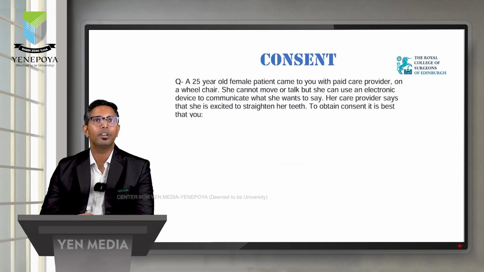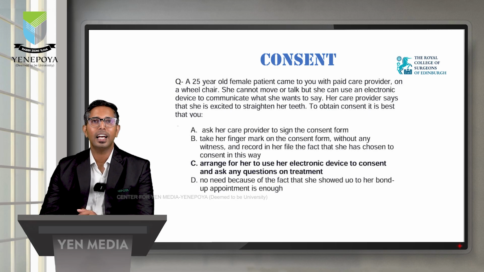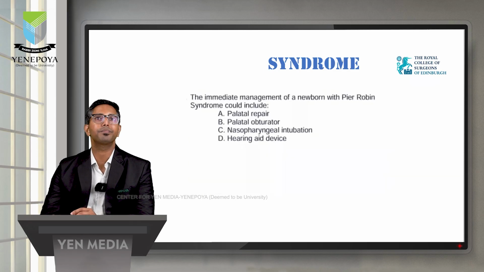A 25-year-old female patient came to you with a paid care provider on a wheelchair. She cannot move or talk, but she can use an electronic device to communicate what she wants to say. Her care provider says that she is excited to straighten her teeth. To obtain consent, it is best that you... As you can see, the answer here is arrange for her to use her electronic device to consent and ask any questions on treatment. So this is more about consent and ethics. Those are the kind of questions you will be getting here.